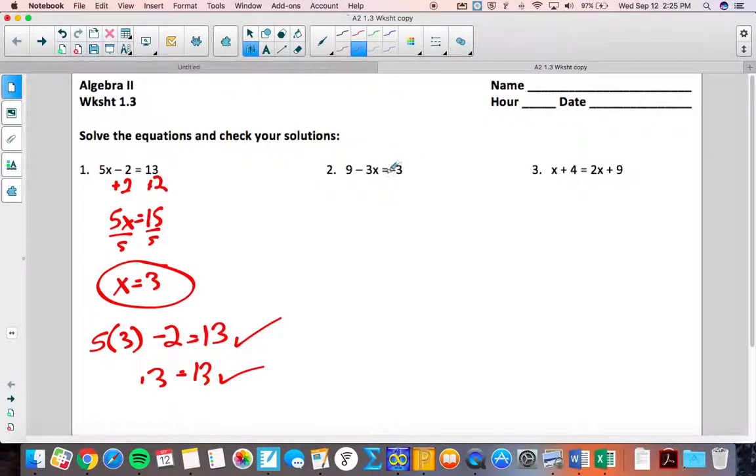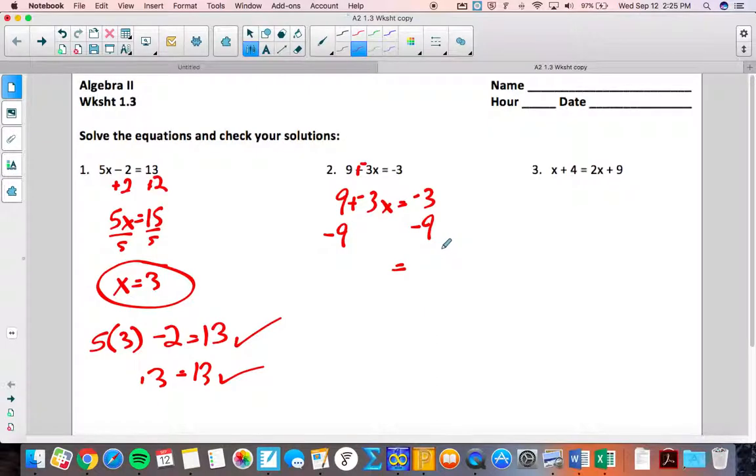All right, this one's a little tricky. I would recommend that you keep switch flip or add the opposite. So I'm going to rewrite that: 9 plus negative 3x equals negative 3. So what's being done to x? It's being multiplied by negative 3, and it's being added to by 9. We have to undo whatever is getting added to it first. So we're adding 9 to x, so we undo that by subtracting 9.